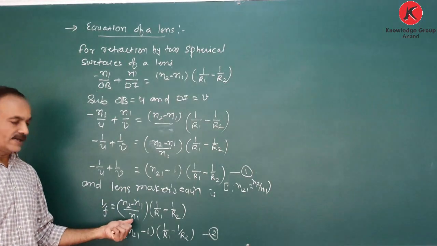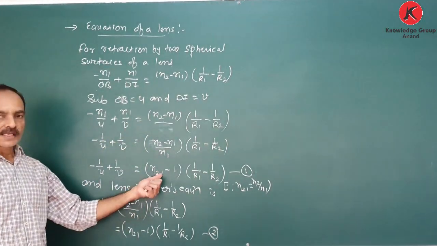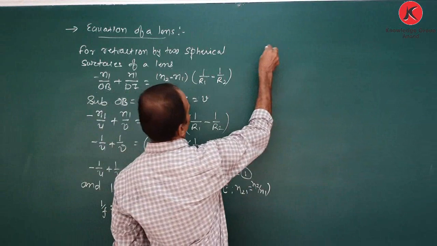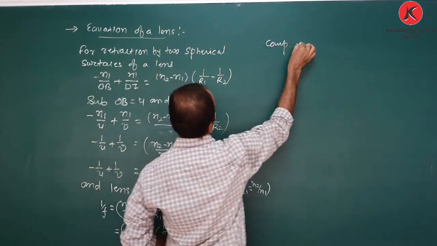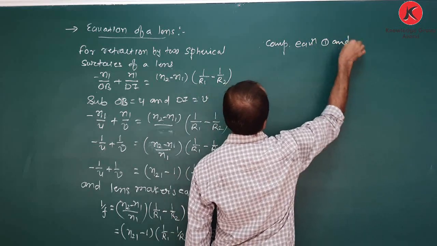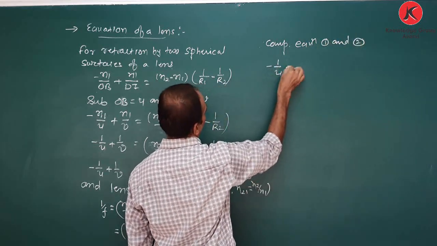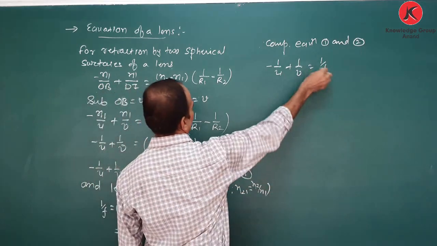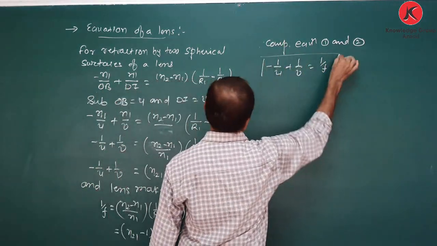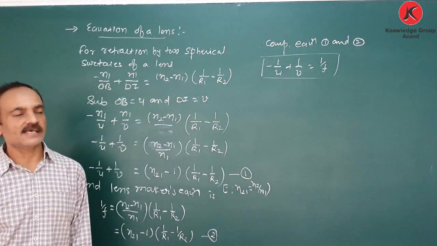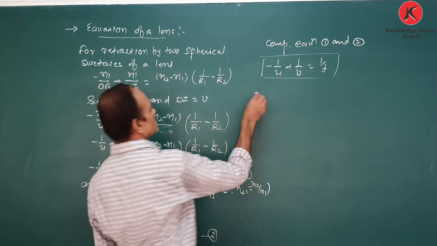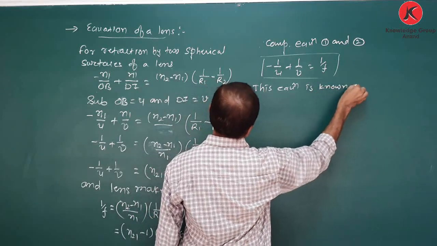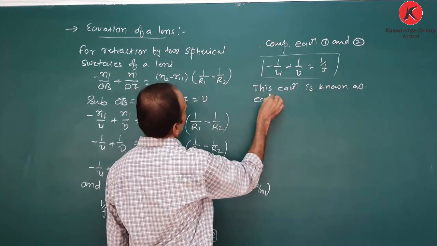Now, in equations 1 and 2, the right hand sides are the same, therefore we have to compare the left hand sides. Comparing equations 1 and 2, we obtain minus 1 upon u plus 1 upon v is equal to 1 upon f. So that is the relation between the object distance, image distance and focal length of a lens. This equation is known as the equation of the lens.